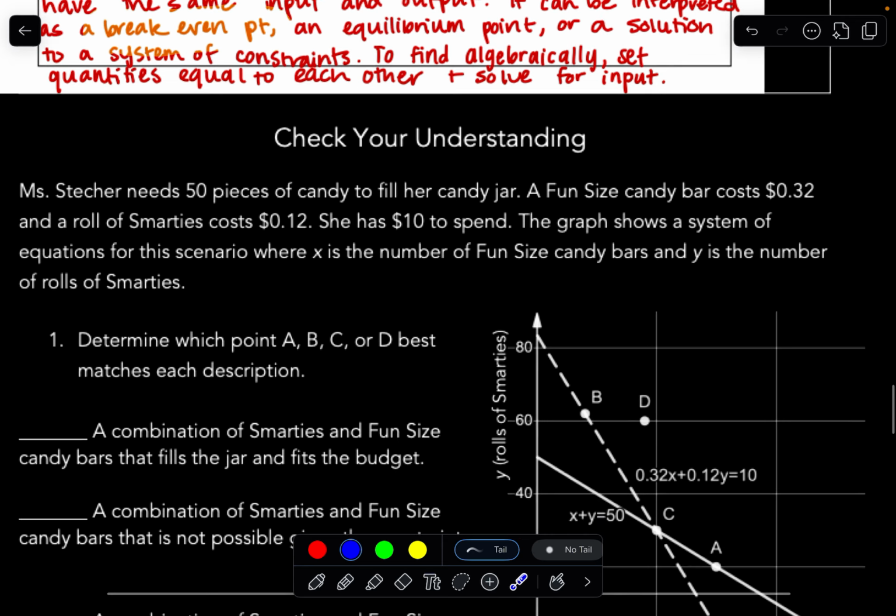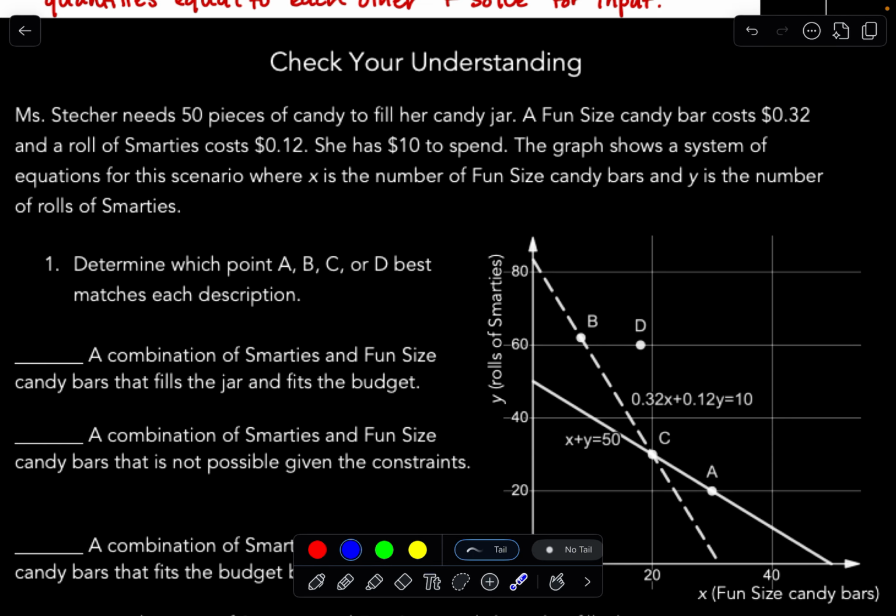So on the Check Your Understanding, it's talking about Mrs. Streeter, who needs 50 pieces of candy to fill her candy jar. That's one thing you have to pay attention to, especially if you were asked to write the equations. Here, they give you the equations and the graphs. A fun-sized candy bar costs 32 cents, and a roll of Smarties costs 12 cents, and she has $10 to spend. So here are the graphs.